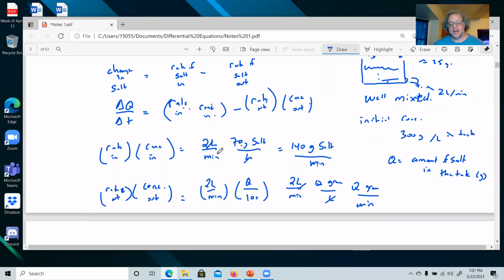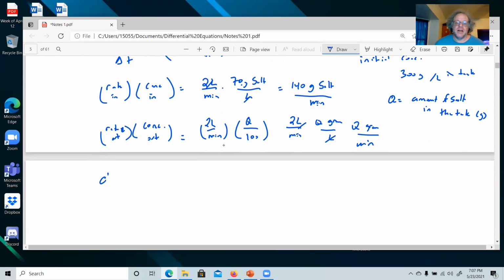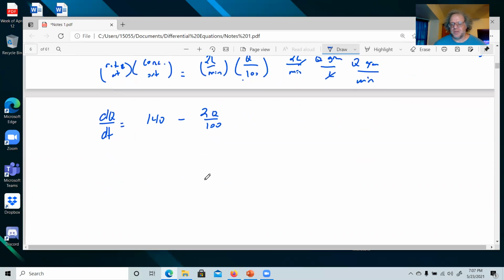So we take our limit, and we get dQ/dt is equal to a constant that's coming in, so it's 140, minus how much is leaving. That is 2 over 100, so 2Q over 100. That strikes me as something we could do.